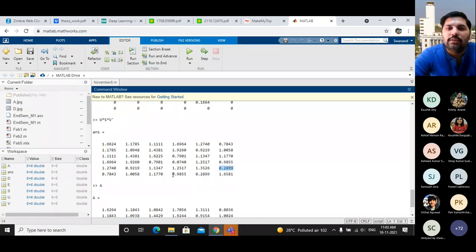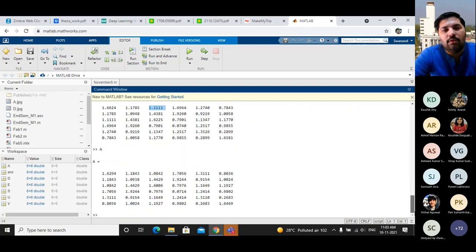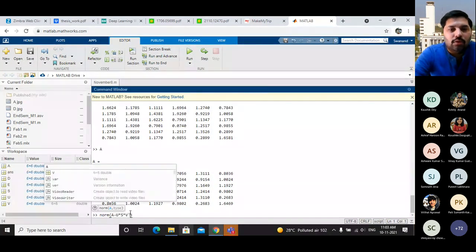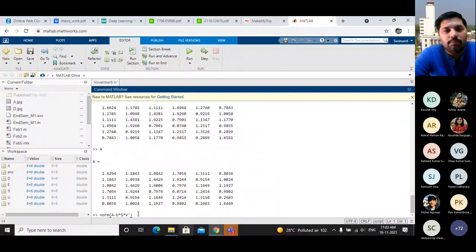So you see all these entries here, they are all symmetric, right? So you have a reflection around this diagonal. You see all these entries, this matrix is a symmetric matrix. Is that okay? One more simple thing, now that you have done all these things, you can check what is the norm of this matrix A minus USV transpose. What do you think should be this norm? What should be the answer here?